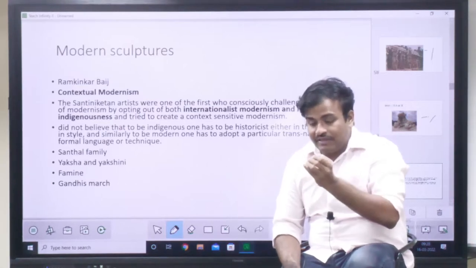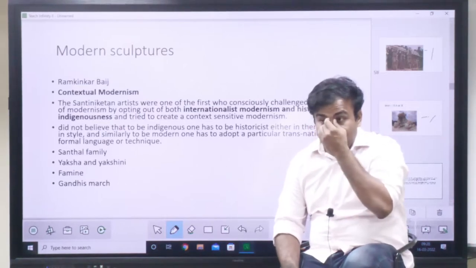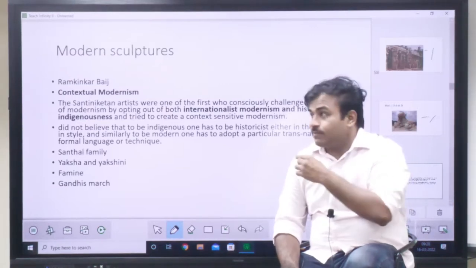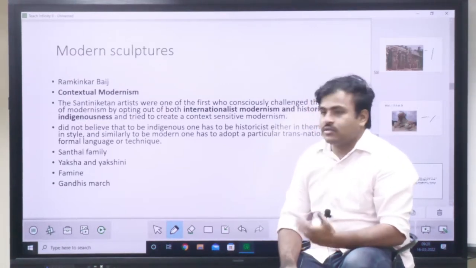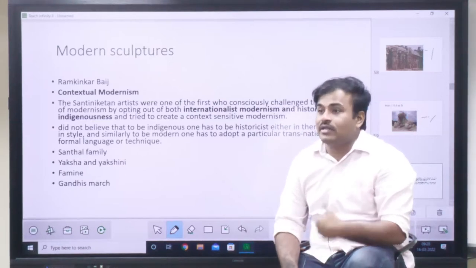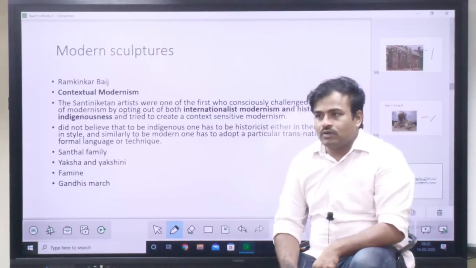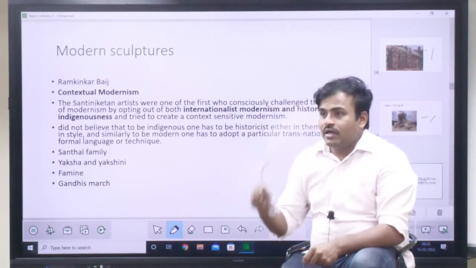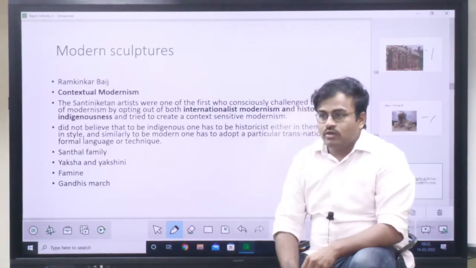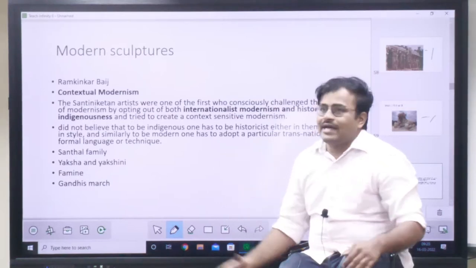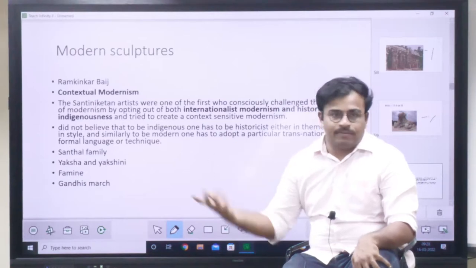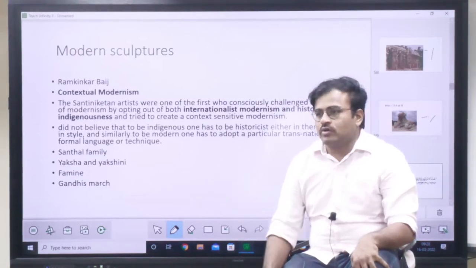to the Shantiniketan school of sculpture. Shantiniketan school, you remember? Rabindranath Tagore's school. This person is by the name of Ramkinkar Baij. He is actually a student of Abanindranath Tagore. Remember Abanindranath Tagore? The Orientalist art form, the Bharat Mata image, the Swadeshi movement, I talked about him. That same person had an assistant by the name of Ramkinkar Baij, and he is originally a Santal tribal. He belonged to the Santal tribe.